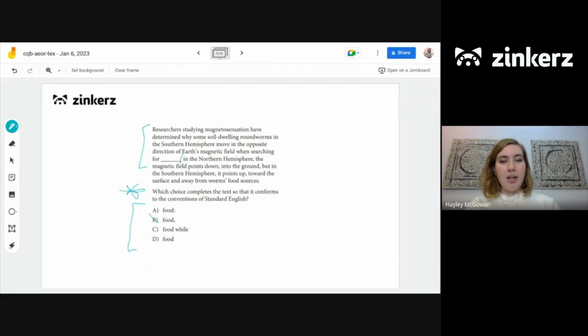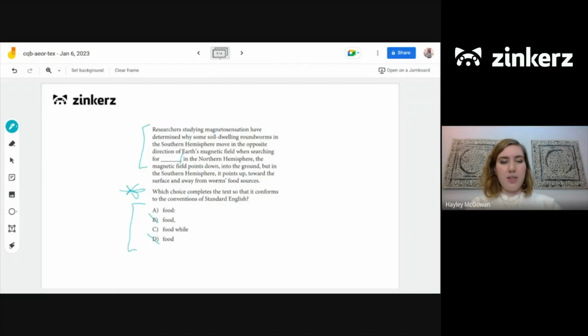And then I'm also looking at D. For D, we don't have any punctuation, it just goes right into it. So that doesn't really seem right either. We do have a stop here. We can hear it when we say it out loud. So it doesn't make sense to go straight into it. This would be a run-on sentence. It would be way too long, way too much information. So that wouldn't make sense there. We do need some sort of separation between these two clauses.